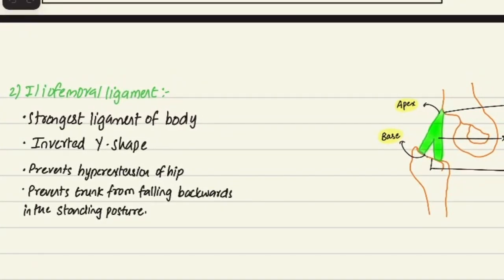Just try to understand the name, just break down the names in anatomy, guys. So it is the iliofemoral, ilio from the ilium to the femur. The ligament extends from the ilium to femur. Simple. Now it is the strongest ligament of the body. This iliofemoral ligament is the strongest ligament of the body, and it is in the inverted Y shape. And this iliofemoral ligament has two parts.